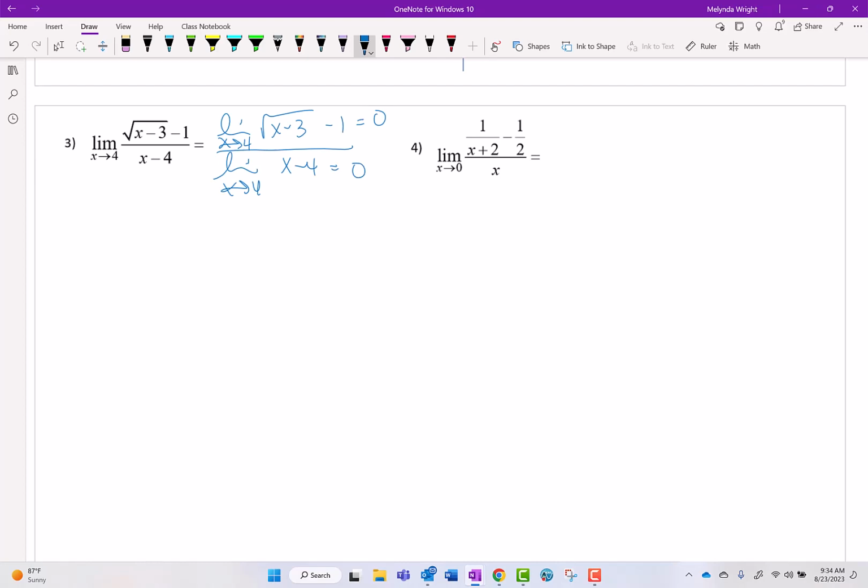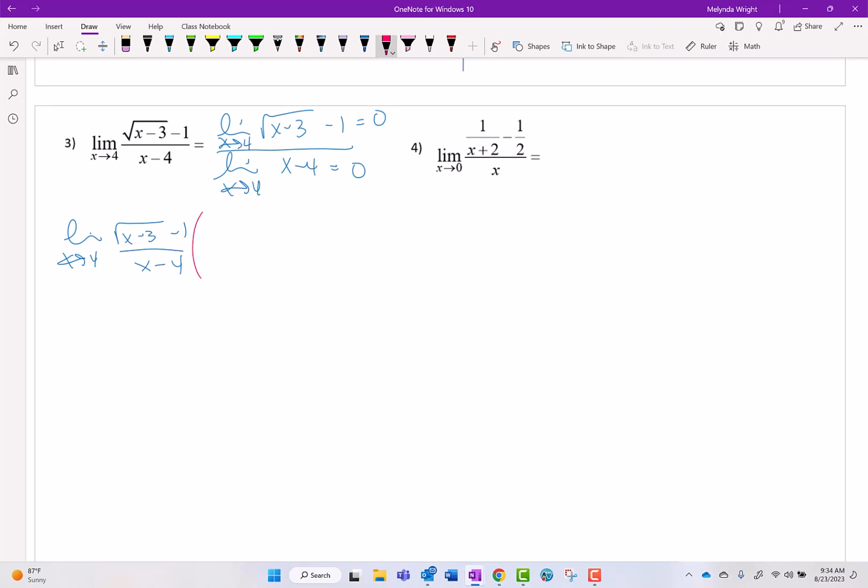So now I need to think, which one of those 4 things do I want to do? Does it seem like this might be a good one to factor? Not really, does it? I mean, how would we factor root x minus 3 minus 1? That would be weird. So that doesn't look like a good option. So the next one is a conjugate, multiplied by the conjugate, and it's a radical. That's what we should try. So we have the limit x goes to 4 of the square root of x minus 3 minus 1 over x minus 4. All right, do we remember what the conjugate is?